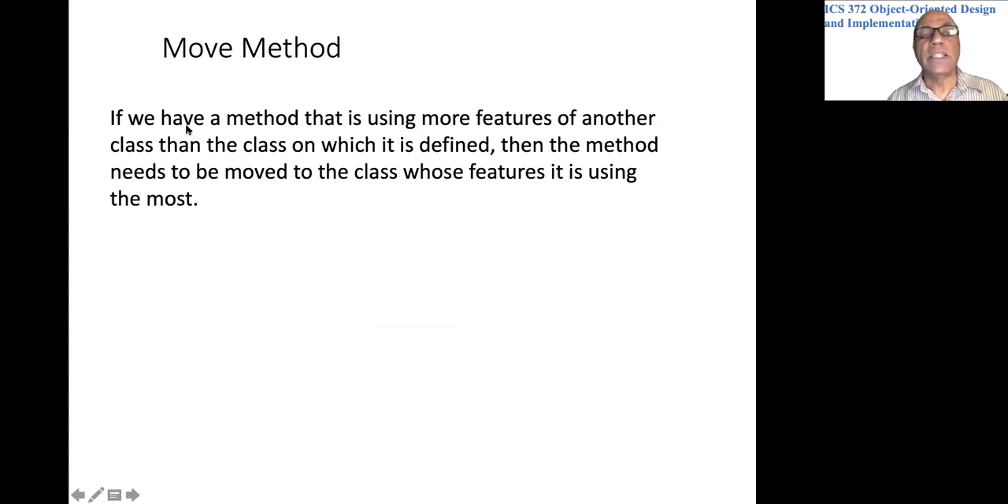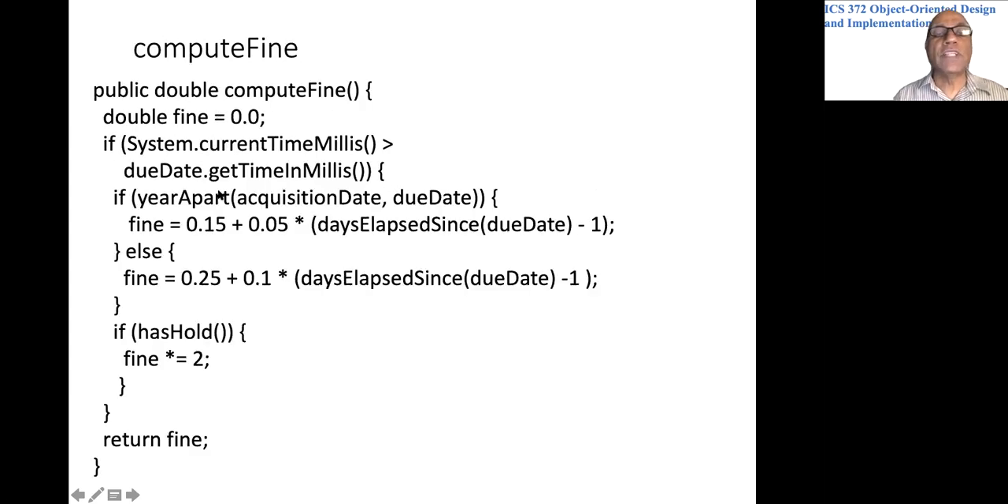That is the second refactoring rule that we are learning. Move method. If we have a method that is using more features of another class, that is, we have a method called compute fine here that is using fields of the Book class more than the class in which it is defined, that is Library in this case, then the method needs to be moved to the class whose features it is using the most. In this case, it is undoubtedly the Book class. So we move compute fine to the Book class.